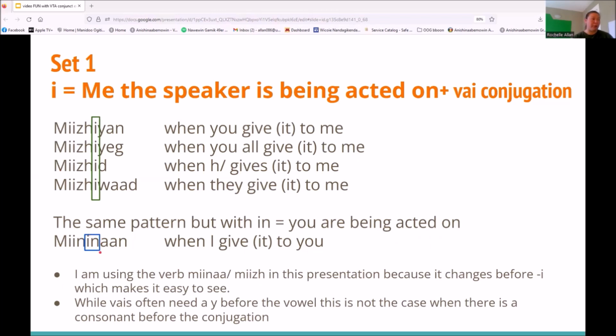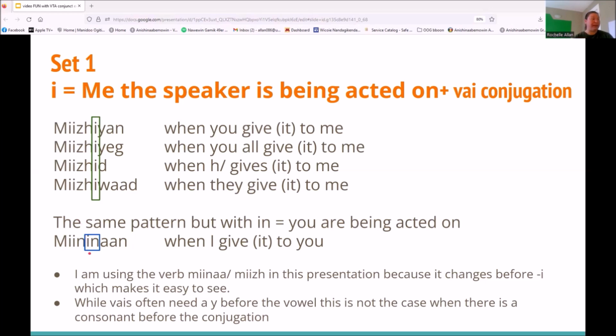And then that is followed by the VAI conjugation, which you may remember from earlier in your learning, for the person who's acting. So iyan or iyin is you acting on me. And so iyeg, yous. Yeg from your VAIs, you might remember, was what we used to say yous. And now yous are acting on me. Id, he or she is acting on me. And iwad, they are acting on me.